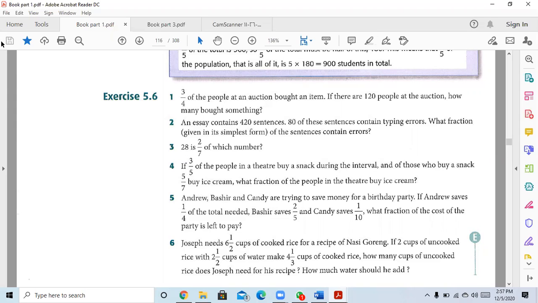Yes, so as I told you, I got the answer 0.75. Out of 1, so 1 minus 0.75 is equal to 0.25, which is equal to 1 divided by 4. So 1 by 4 is left to pay. Same like that, you will solve the rest of the questions.